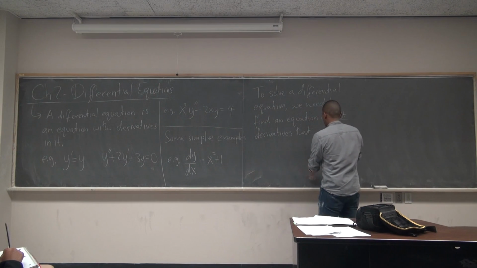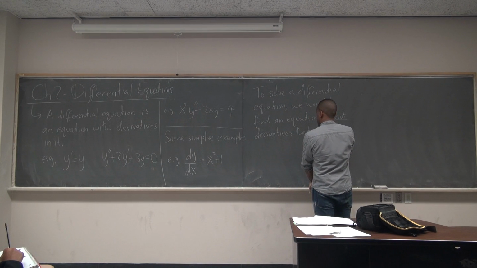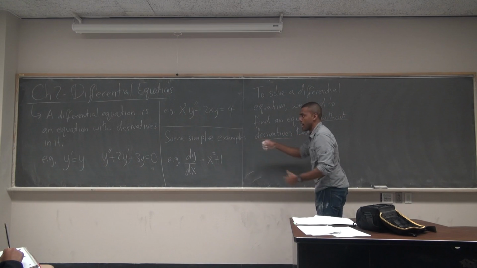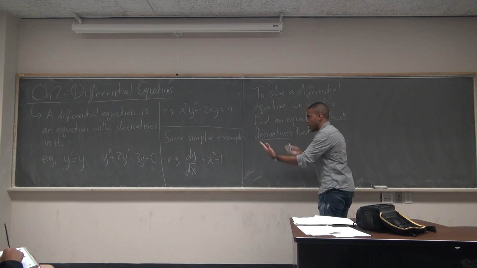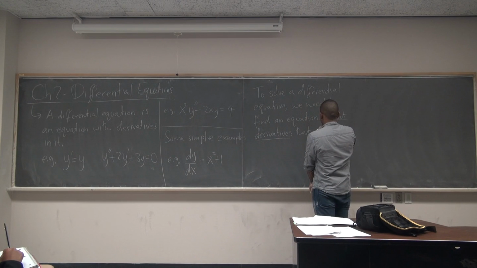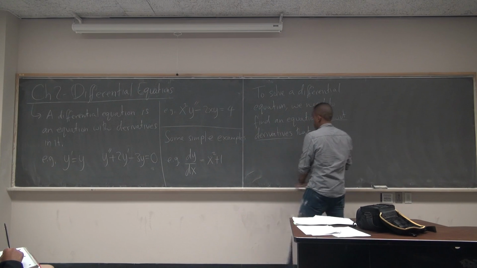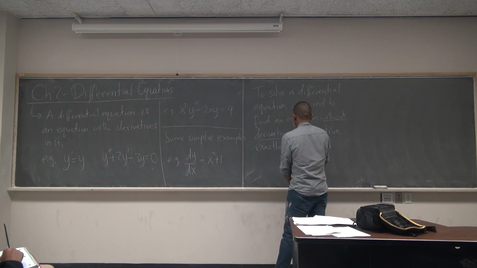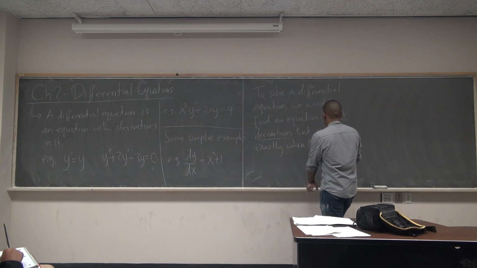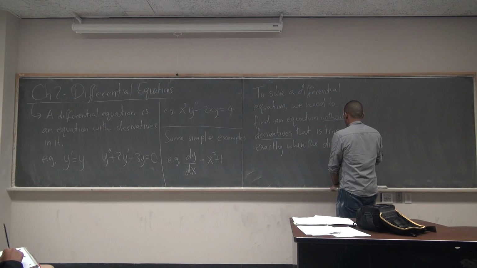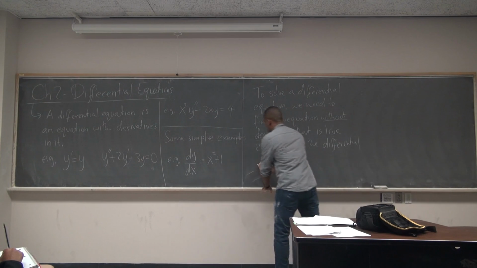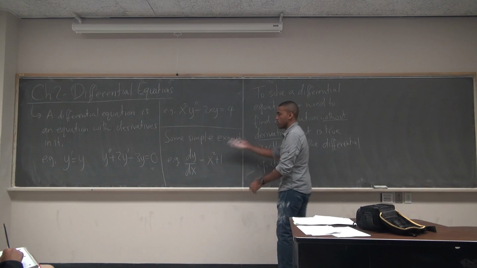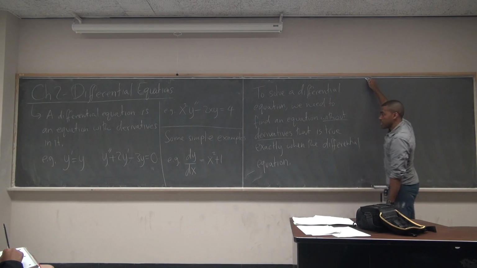This is going to sound way more complicated than it actually is, but I'm going to write it down anyway. To solve the differential equation, we need to find another equation without derivatives. That's the important part. I don't want to have dy dx. I only want x's and y's, basically. That is true exactly when the differential equation is true. So the goal here is to figure out what equation must be true in terms of x and y.